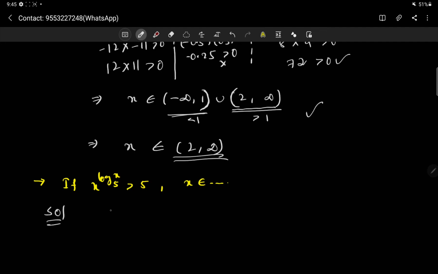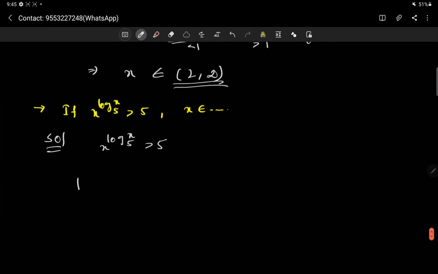See the solution for it. The given thing I am taking: x power log x base 5 greater than 5. Now we are taking log with base 5 on both sides. 5 is more than 1, so this is an increasing function. On taking this increasing function, the inequality does not change. As I said, for increasing functions, the inequality does not change. Here also the inequality does not change. We are taking log with base 5 on both sides.